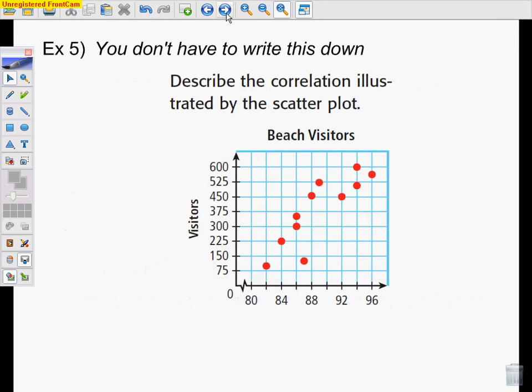Okay? Once again, you don't have to write this one down. Here we're talking about beach visitors. Whoops. Let me go back. Beach visitors. What do we notice about the temperature? As the temperature increases, what do we know about the number of people that visit the beach? That also increases. So as one increases, the other one increases, then we know that this is a positive correlation.